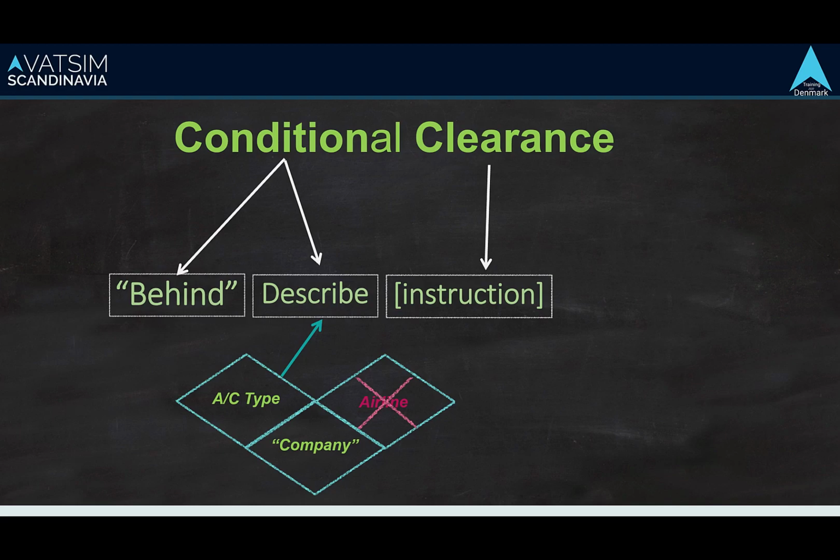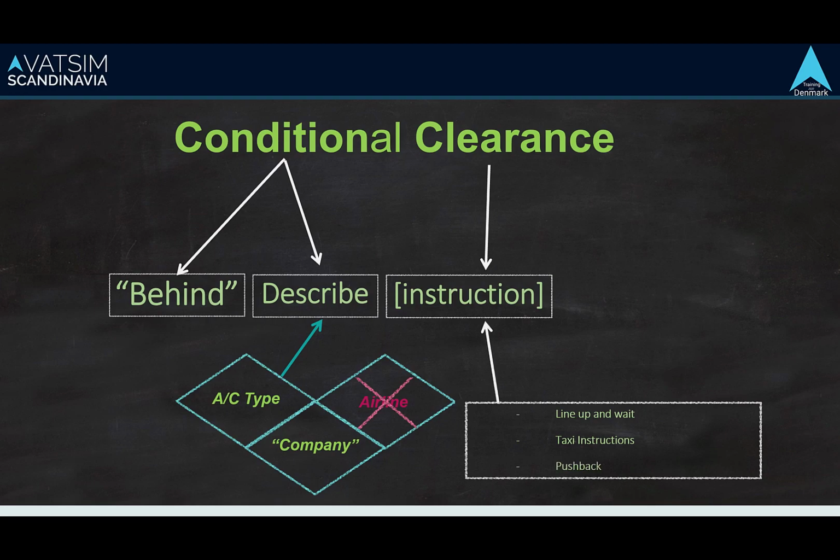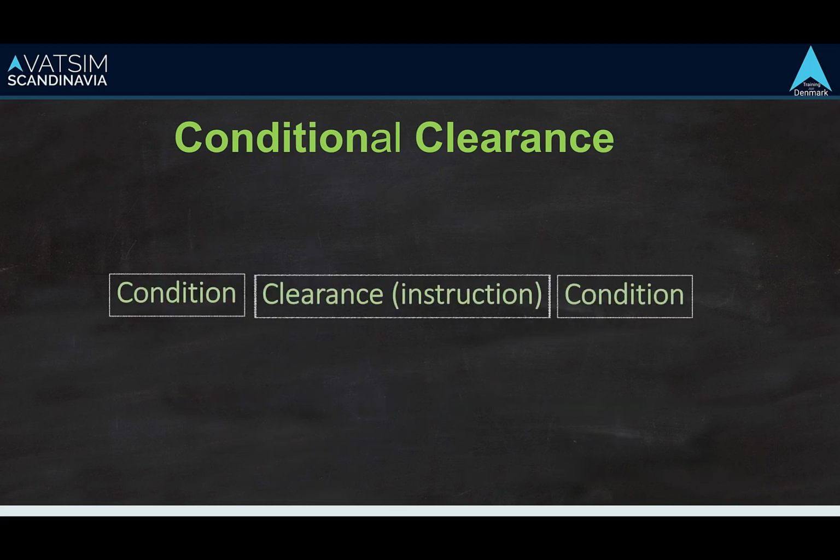The most commonly used situations will be lineup instructions, very frequently needed, very easy to use. Taxi instructions, when you want someone to taxi behind another aircraft ahead of time. And pushback instructions. Now, after this, you will now need to repeat the condition, which is behind. Now you have the correctly structured conditional clearance. Condition, clearance, condition.